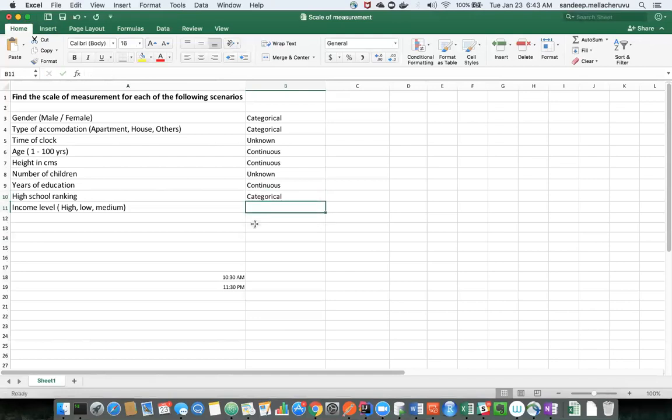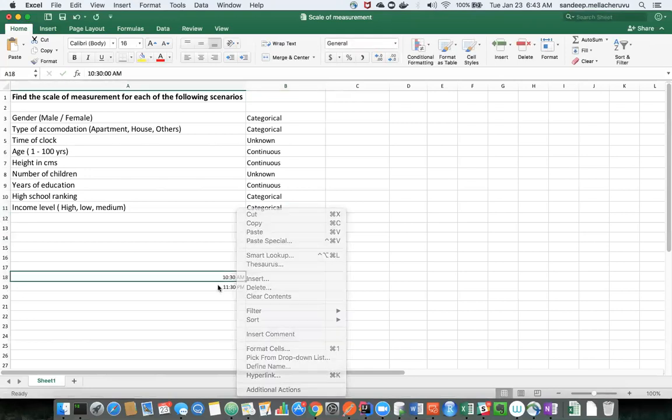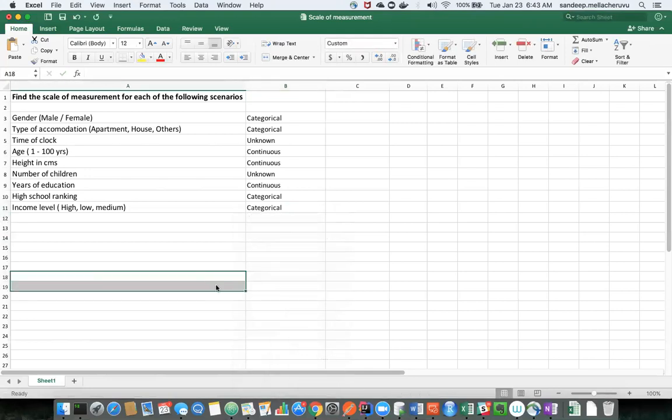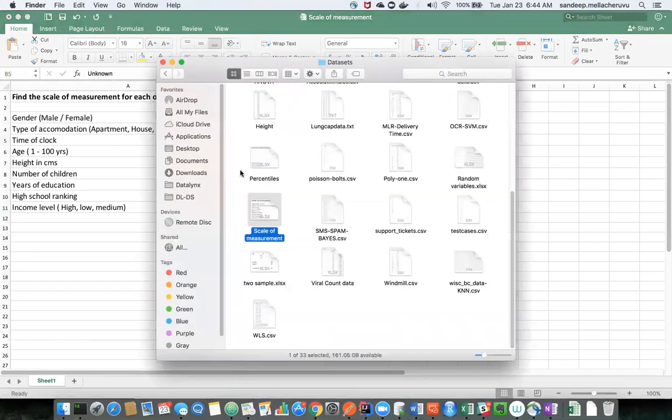Income level, high, medium, low. It is categorical. This is clearly categorical. Yeah. Now you can see that there are some places where you cannot easily distinguish based on the arithmetic operations, right?